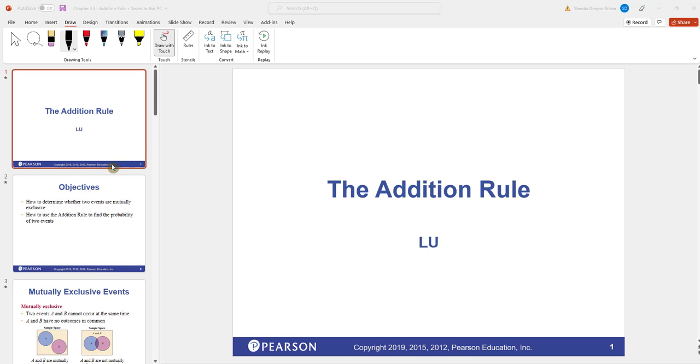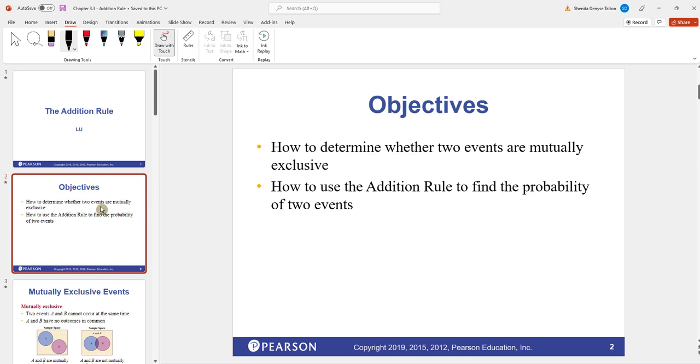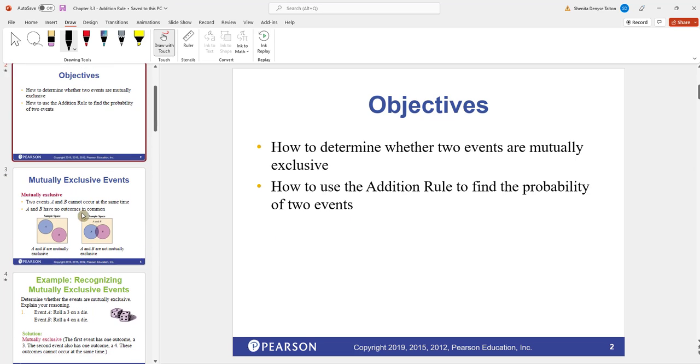In this video, I will talk about the addition rule. The objectives will be how to determine whether two events are mutually exclusive and how to use the addition rule to find the probability of two events.